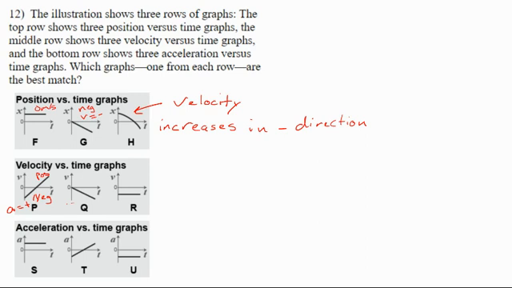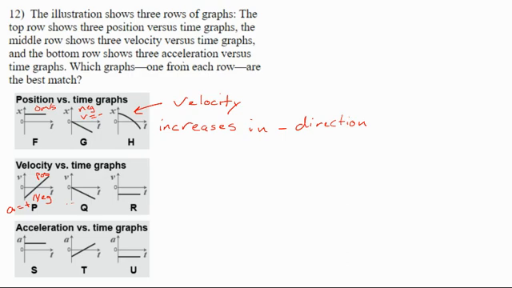So it says this illustration has 3 rows of graphs. The first row is position versus time. The second row is velocity versus time graphs. Sorry, velocity versus time graphs. And then acceleration versus time. And we're supposed to figure out what matches up the best.